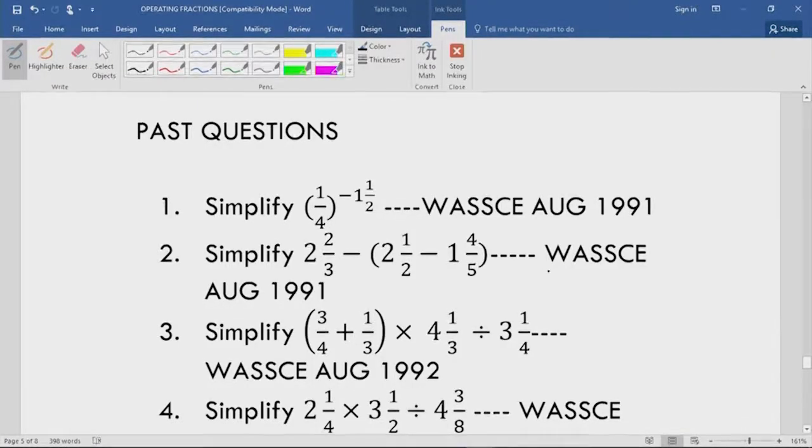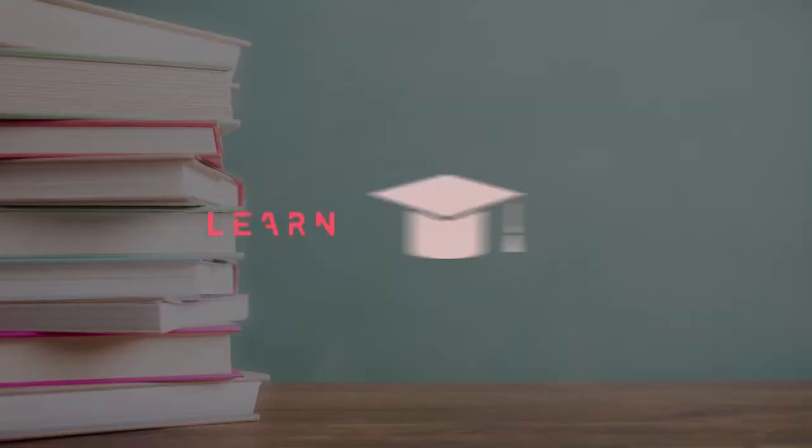A fraction that has a numerator which is less than the denominator, we term it as a proper fraction.